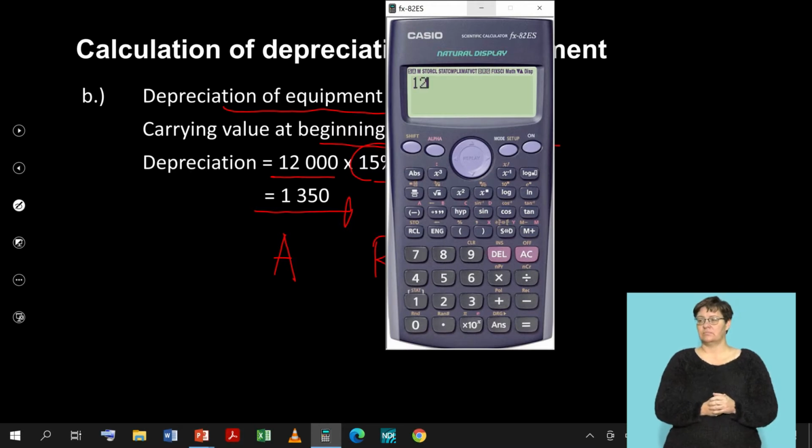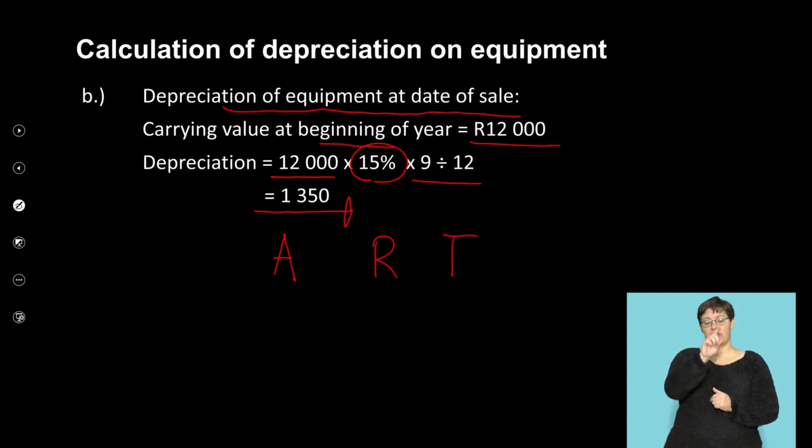So it's 12,000 times your 15% times 9 divided by 12, and that gives you a figure of... okay, because I didn't use a percentage, obviously divide by 100 to do the percentage, and there we go, 1,350. That is my depreciation on what? On my sold equipment. Very important.